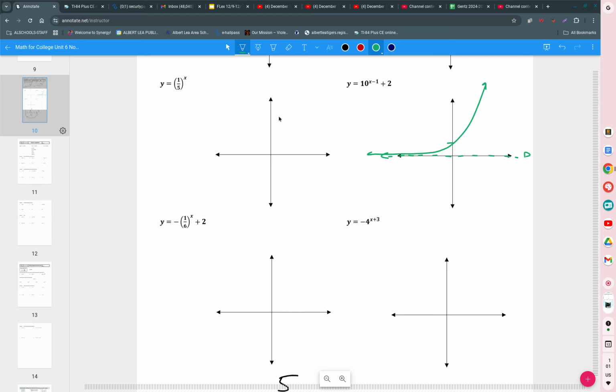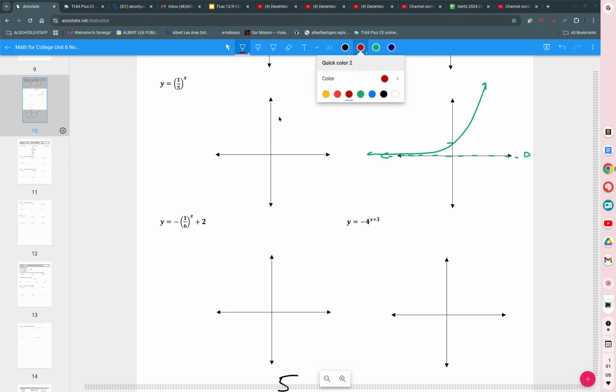For example, suppose I had x minus 1 quantity squared plus 2. Remember how the plus 2 moved it up 2? What did the x minus 1 do? To the right 1. So we're going to take this graph, we're going to move it up 2, and we're going to move it to the right 1.